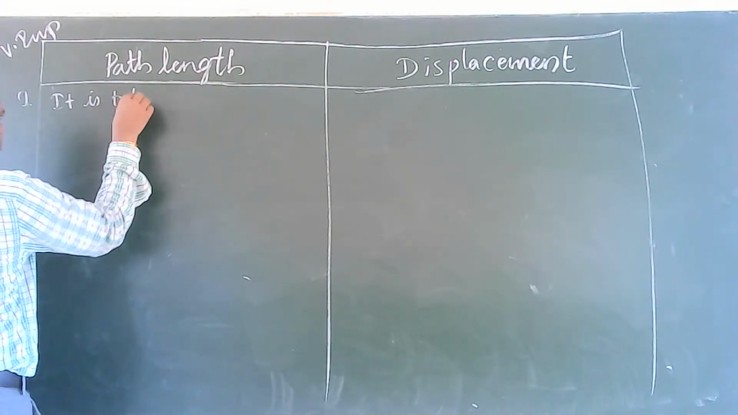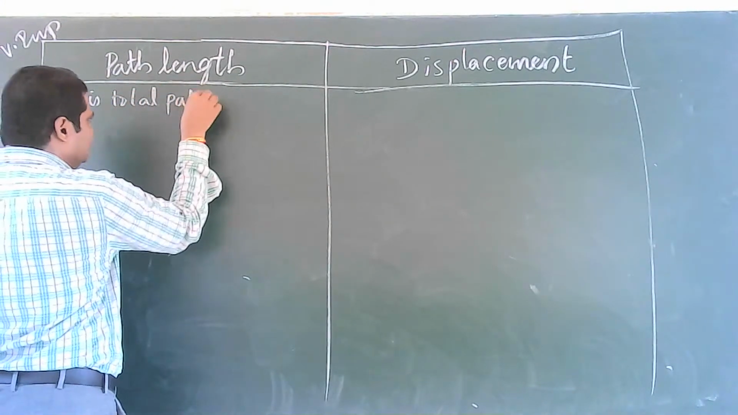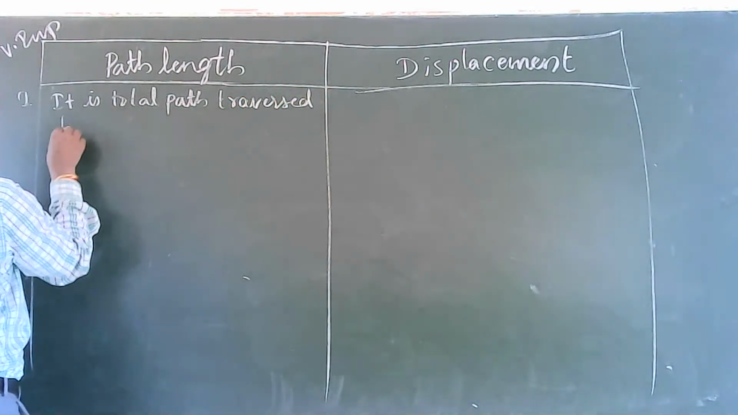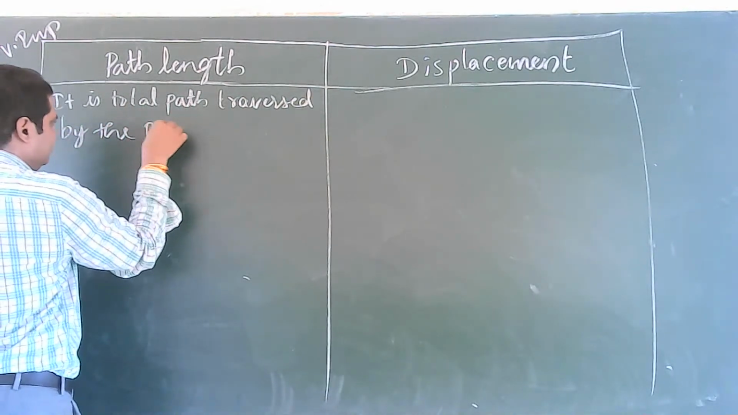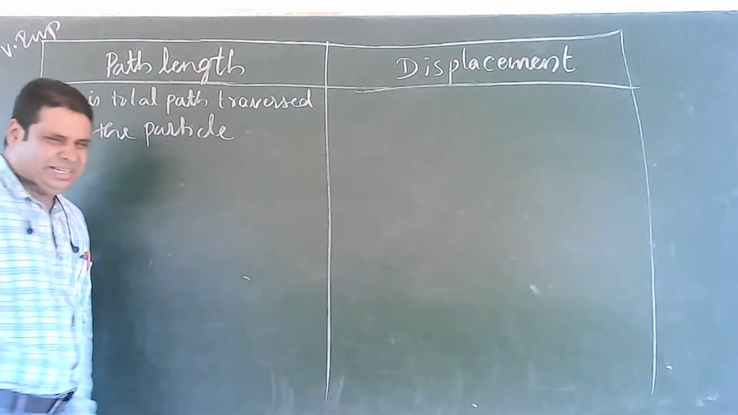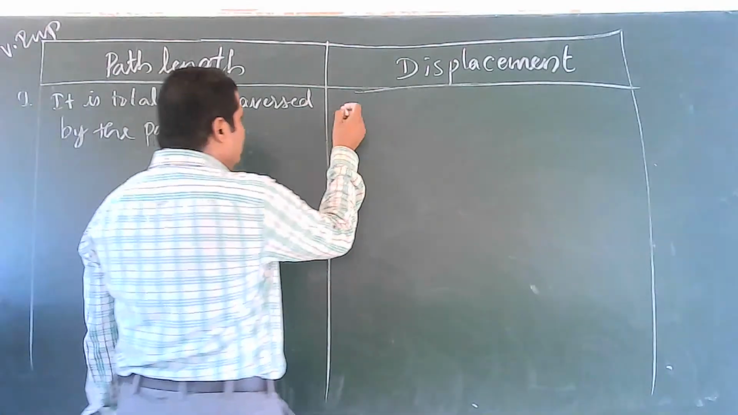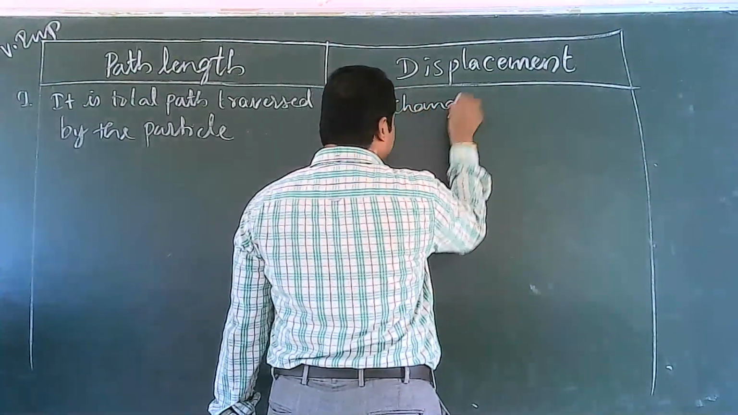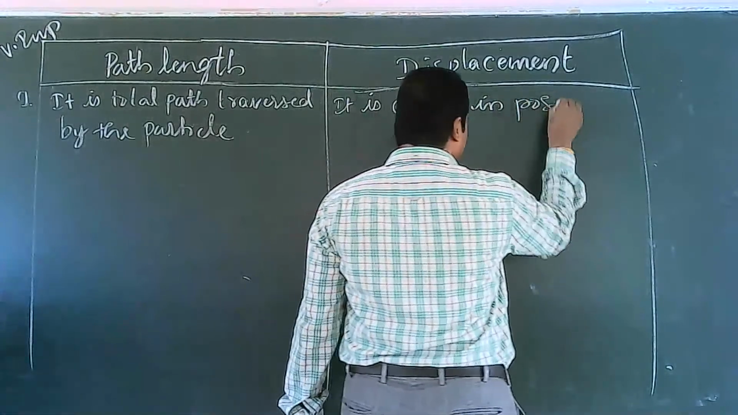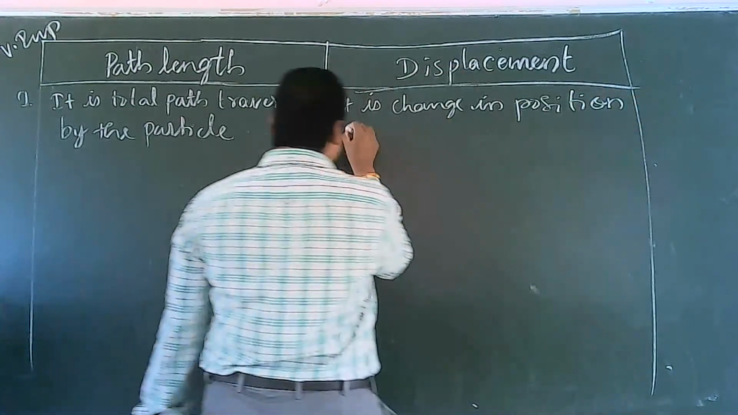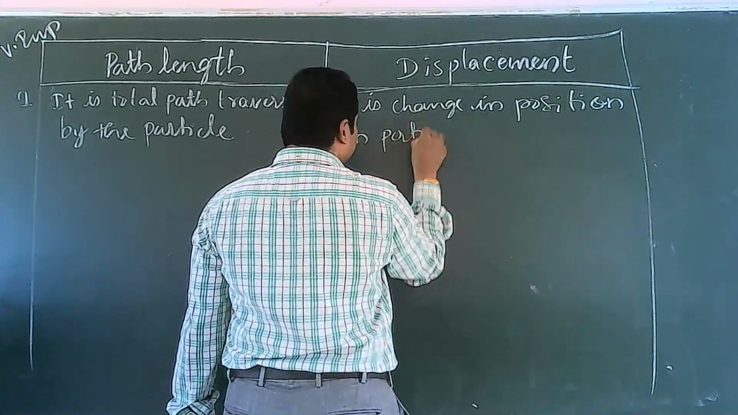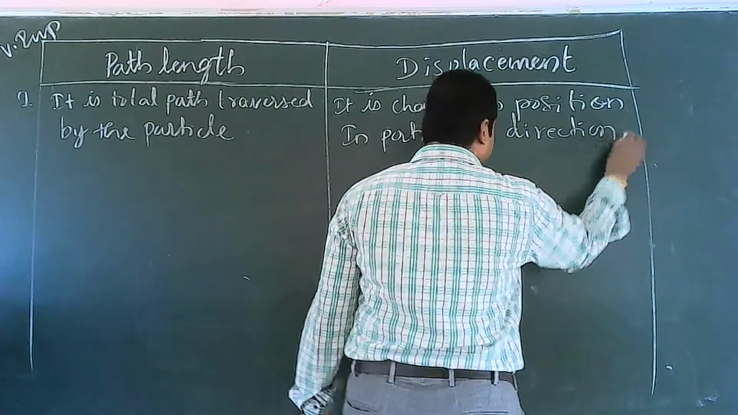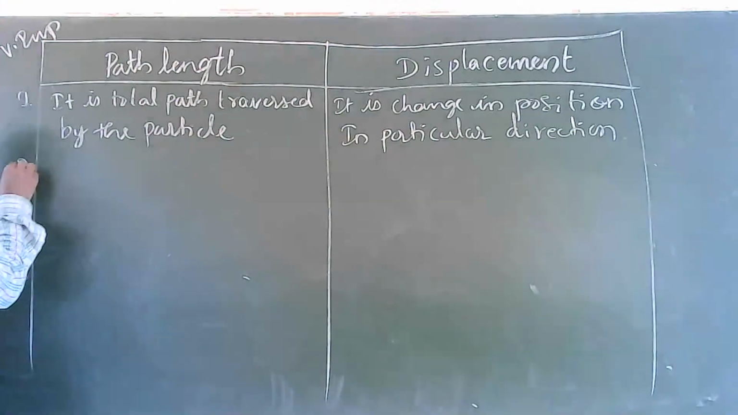I will write: it is the total path traversed by the particle or object. What is displacement? It is the change in position in a particular direction. Okay, first point is over.